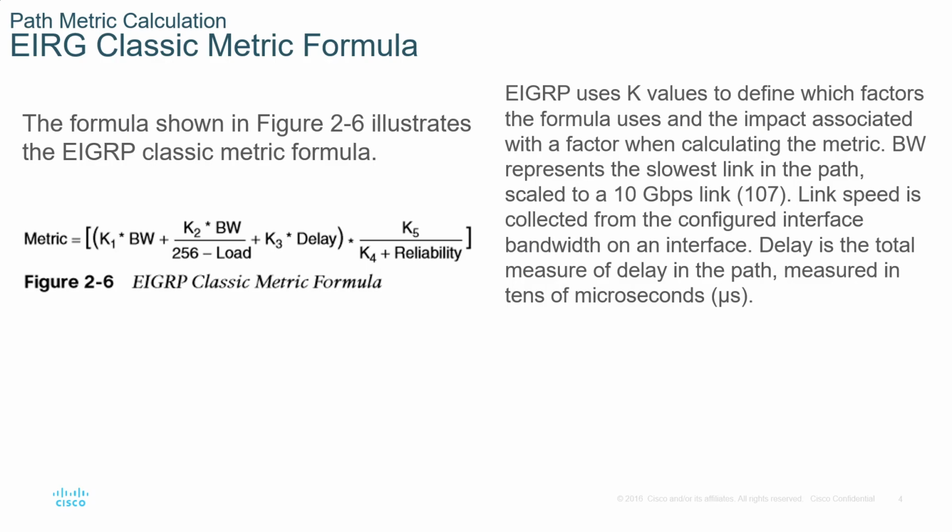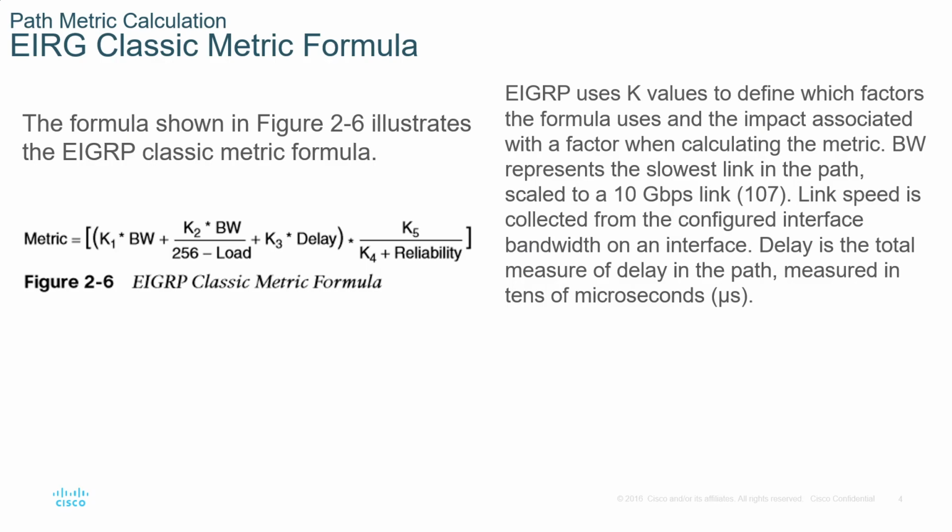So, what determines what elements we use? Well, they're called K values. And these are set to either 1 or 0 to enable that element to be used or not.